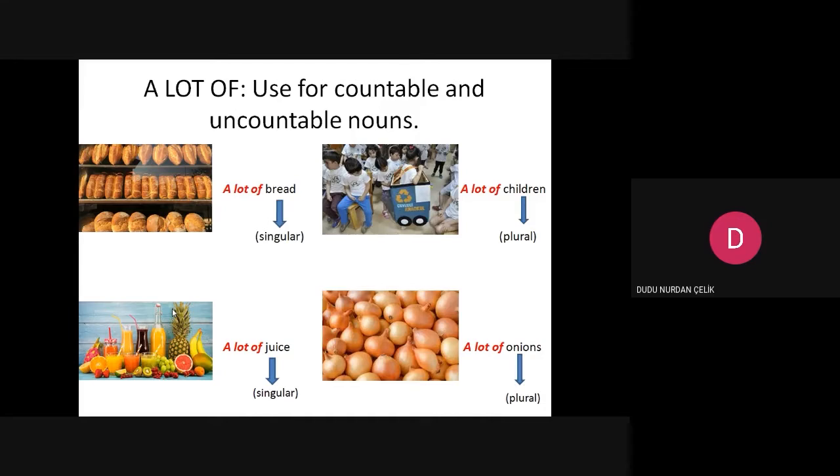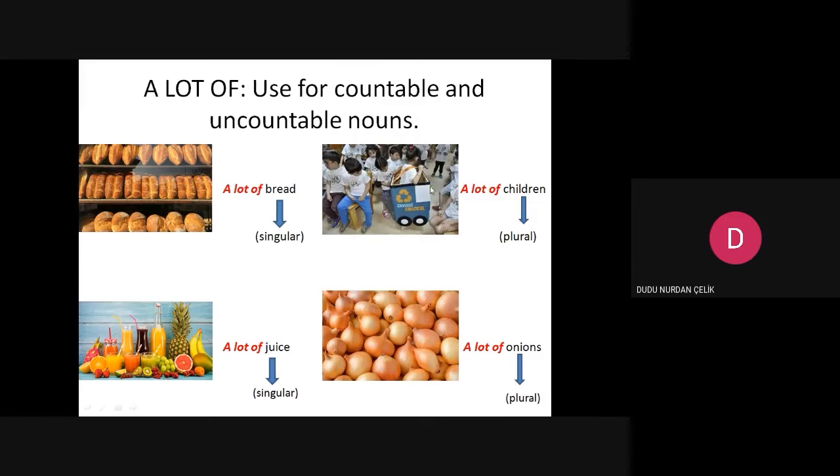What are some liquids? For example, water, milk, Coke, ayran, soda, tea, coffee. These are all liquids, drinkable or not drinkable. Liquids are all uncountable. And juice is uncountable. So when we use it with a lot of, we use it singular. A lot of juice, not juices. A lot of juice. This is correct.